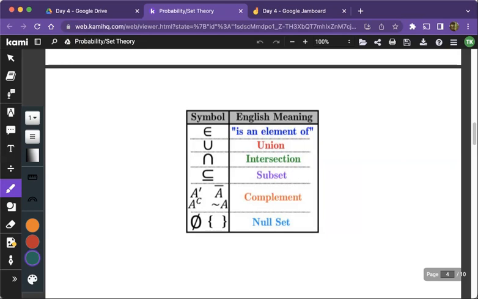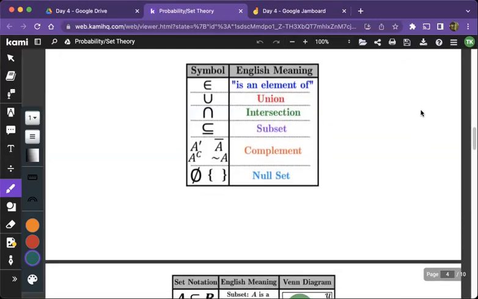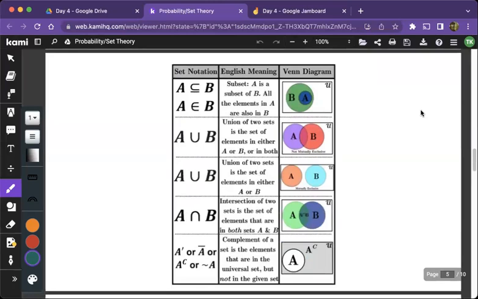And then complement: we learned about the chance that an event will not happen, which is called the complement. And if there's no chance, or there's no possibility, those two symbols mean the null set, or we call it the empty set. So let's fill in this table.